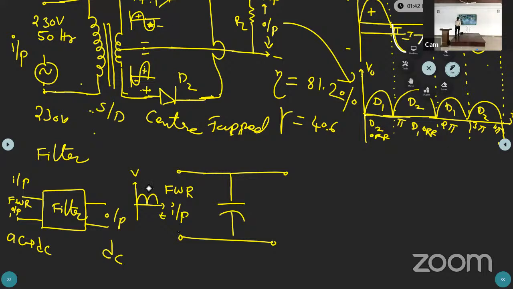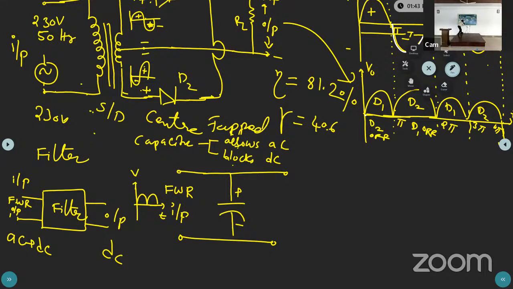What is the property of the capacitor? It allows the AC component and it will block DC. You can remember the capacitor property. What is the symbol? This is positive, negative. What is the capacitor? Capacitor allows AC, blocks DC. The capacitor allows the AC component and it blocks the DC component.